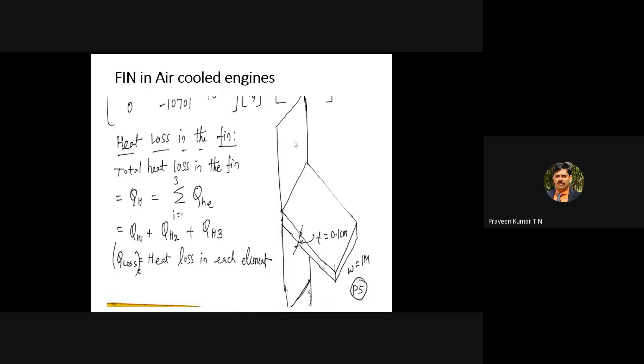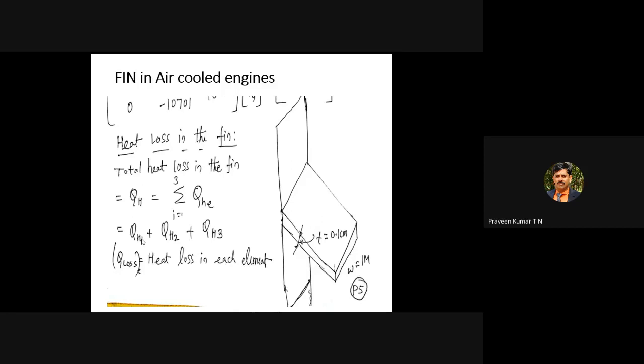Imagine this is the wall of the engine, or the outer surface of the engine, this vertical wall. Here we are putting the fins. This is a rectangular fin. Most of the time it is rectangular, but the corners are curved for better look and safety. For our analysis, we go for the rectangular fin. In finite element analysis, this fin can be divided into three elements: element 1, element 2, element 3.